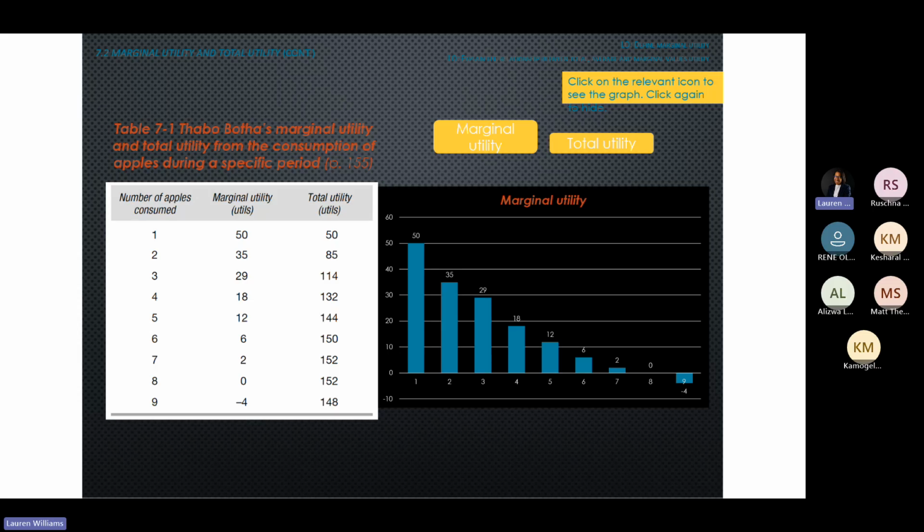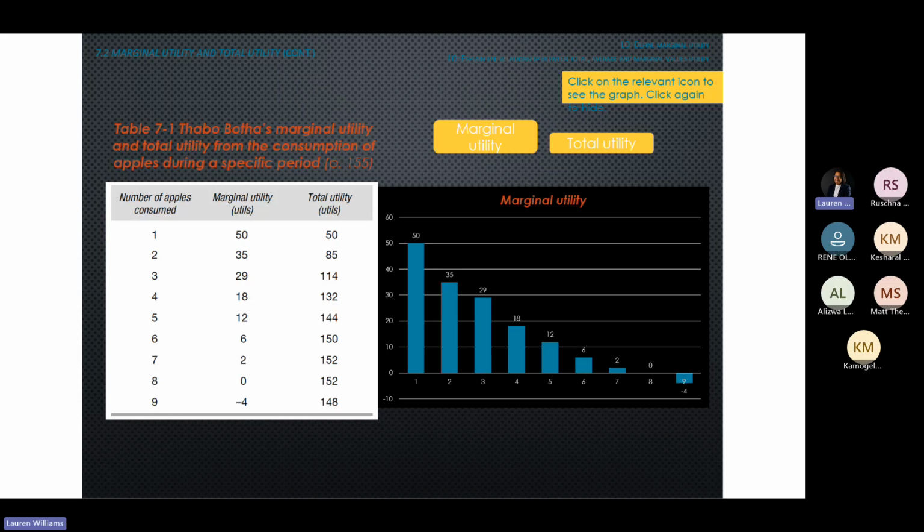Okay, then you get to that third apple. Now the third apple gives you a marginal utility, an additional level of satisfaction that you gain from consuming one more of that product of 29. Okay, my total utility is again the 85 plus the 29 gives me 114, and then so forth and so forth. But what you can see is the higher the level, the more you consume of a product, the lower your marginal utility becomes, okay?